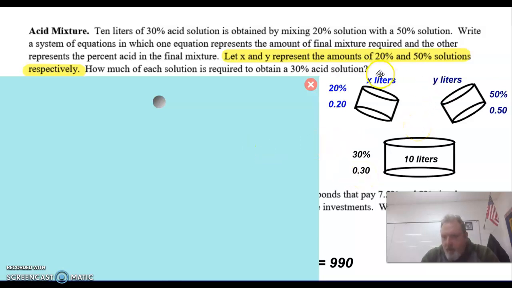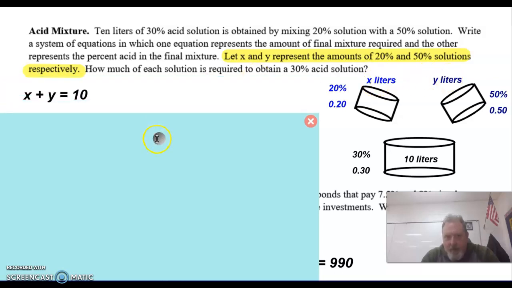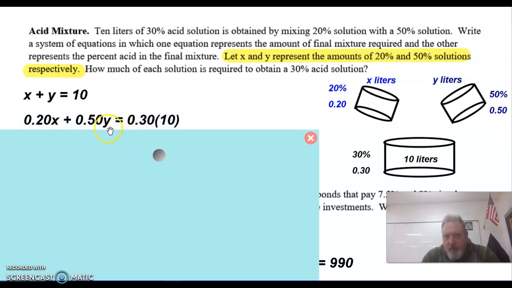So here's what we know. We know we have 10 liters total, so X plus Y has to be 10. There's our first equation. Second equation is the mixture itself. So we know X is a 20% solution, Y is a 50% solution, and we know that the entire mixture is 30% times the amount, which we know is 10 liters. So again, this will give you everything you need. You can do substitution or multiply and do elimination. That's your call here. Probably it'll be cleaner to do substitution, in my opinion.